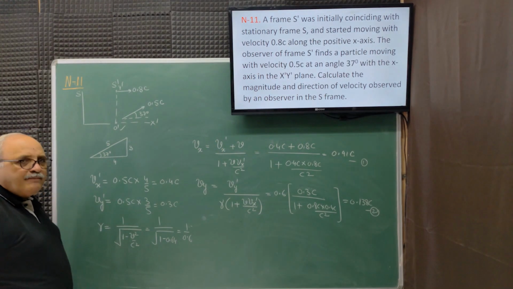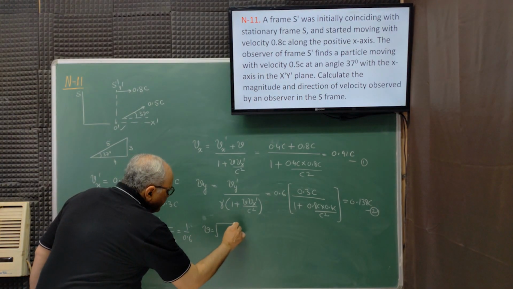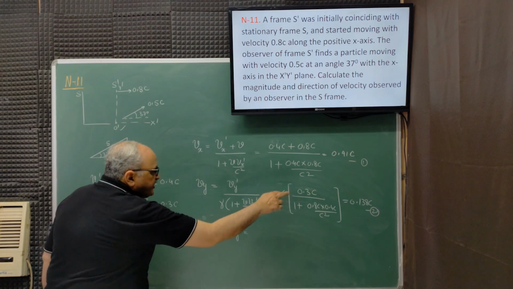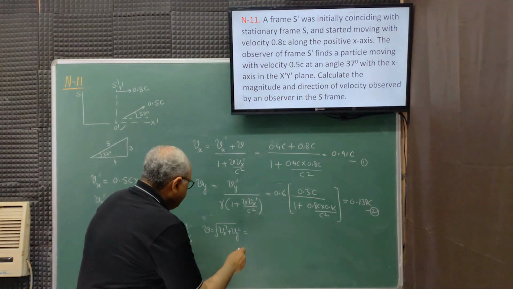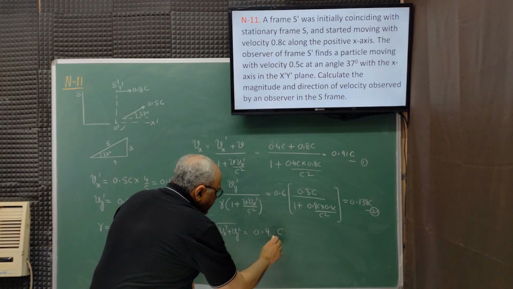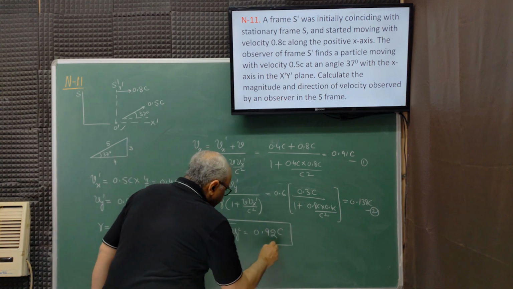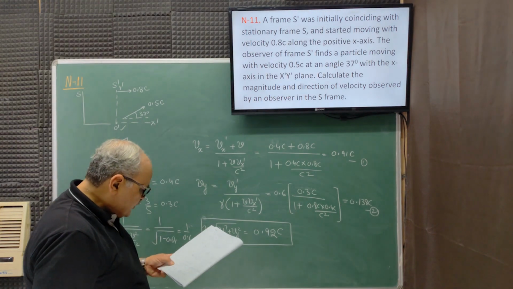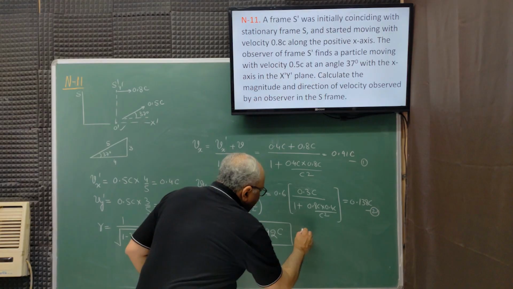Once you get the components, the magnitude can easily be obtained. The v is equal to the square root of vx square plus vy square, and putting the values from equations 1 and 2, this comes out to be 0.92c. That is your answer. For the components, you may take c as 3 into 10 to the power 8 and multiply it to get the numerical value. But for the direction, you can go like this.